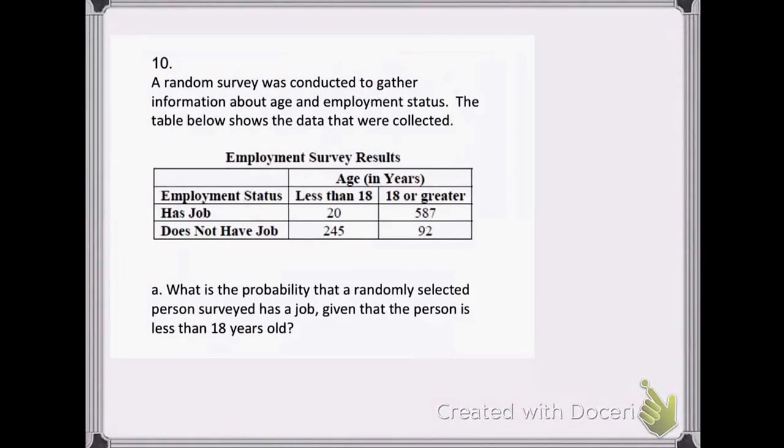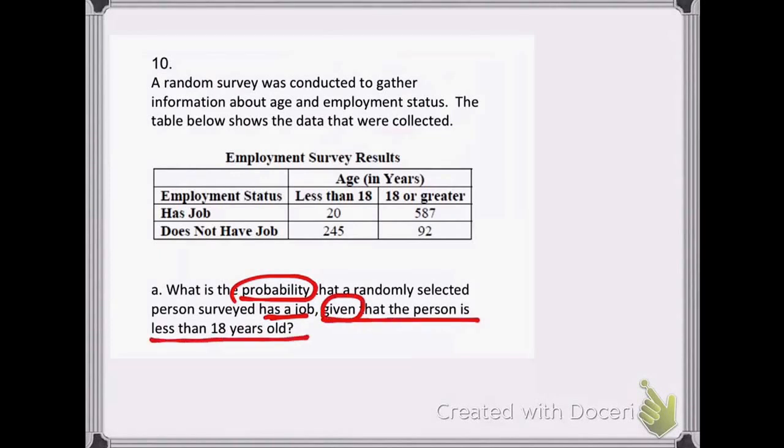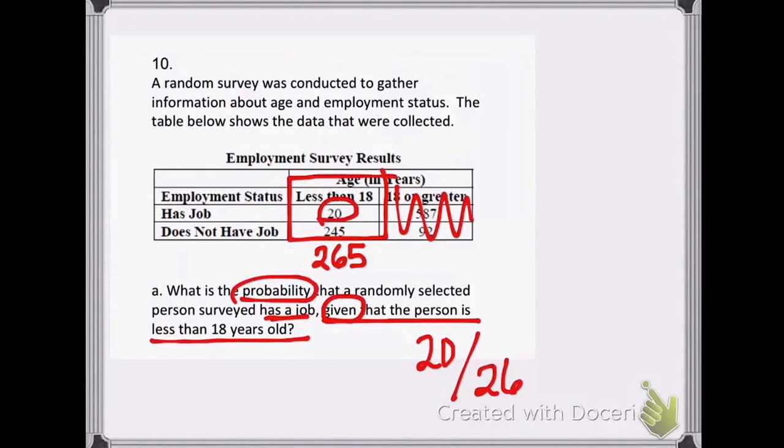Number 10. A random survey was conducted to gather information about age and employment status. The table below shows the data that were collected. What is the probability that a randomly selected person surveyed has a job given that that person is less than 18 years old? So I know that it's conditional probability. I'm given that they're less than 18 years old, and I do not have a total. So if I total that, I add 245 and 20, so that gives me 265. I'm not concerned with any numbers left, so my intersection of have a job would be 20 over 265.